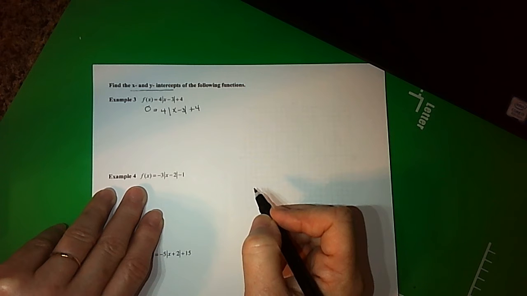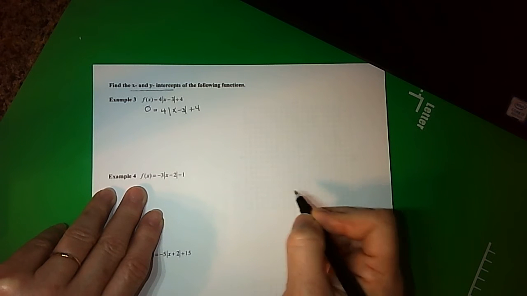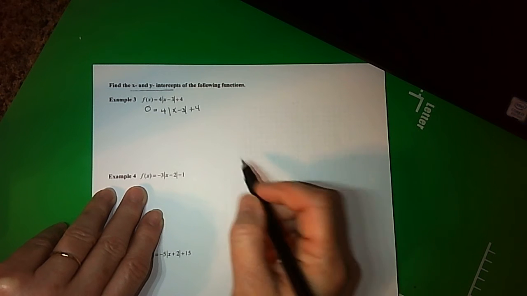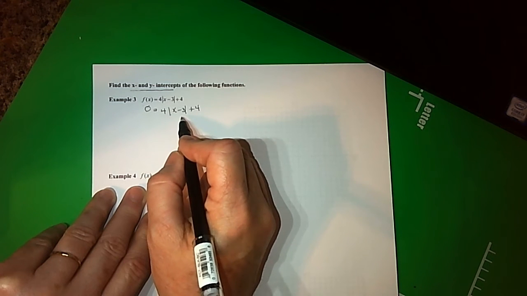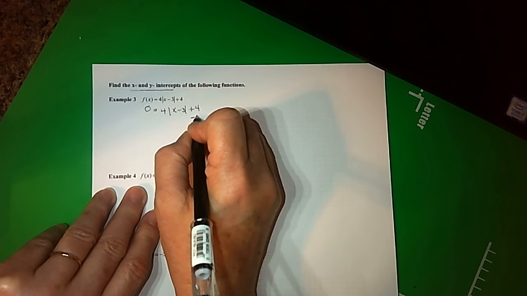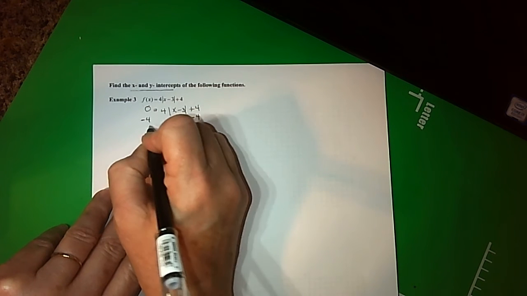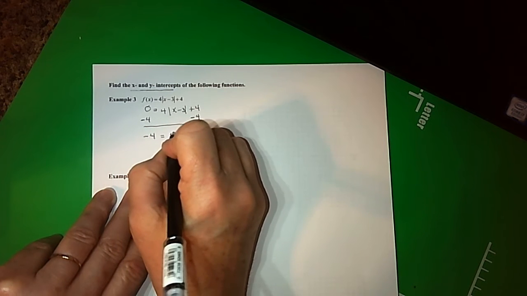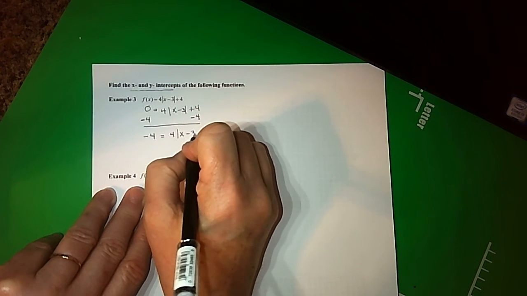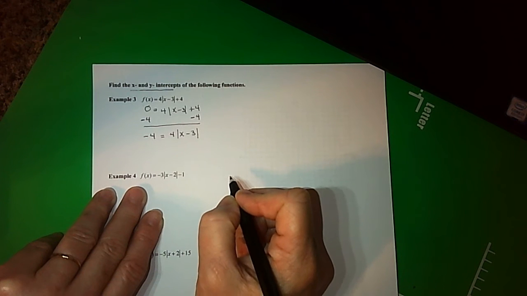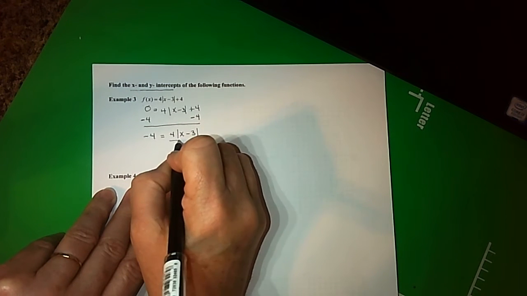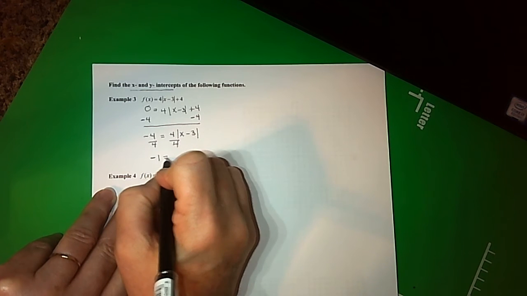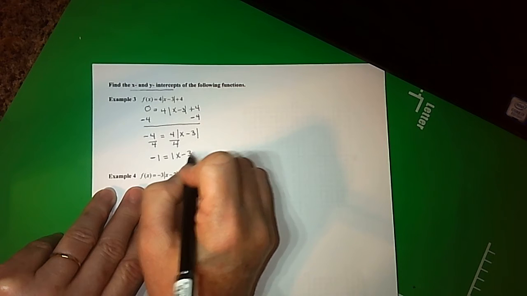So since it has something with it, and I want to solve for the absolute value, first thing I've got to do is get that absolute value by itself. So I'm going to subtract 4 from both sides, which gives me negative 4 equals 4 times the absolute value of x minus 3. And this is 4 times the absolute value, so I can divide both sides by 4. So negative 1 equals the absolute value of x minus 3.